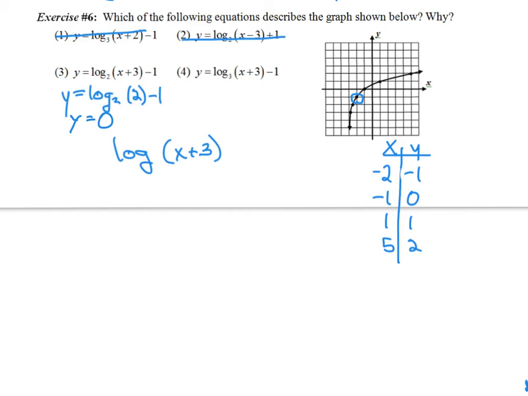If I try that point over here, y equals log to the base 3 of -1 plus 3, which is 2. I don't know what number I have to raise 3 to get an answer of 2. So clearly this choice is not giving me the ordered pair -1, 0. Now I could have tried any ordered pair, but the intercept there gave me a nice value to work with. So I know that choice number 3 is the right equation for this graph.